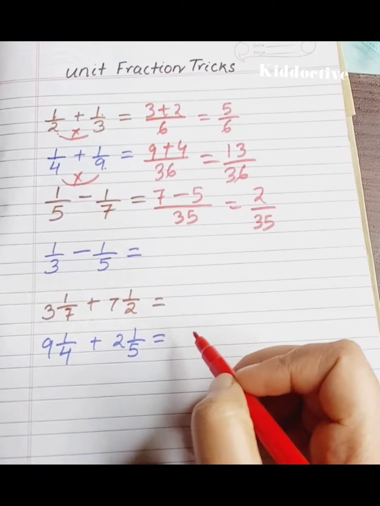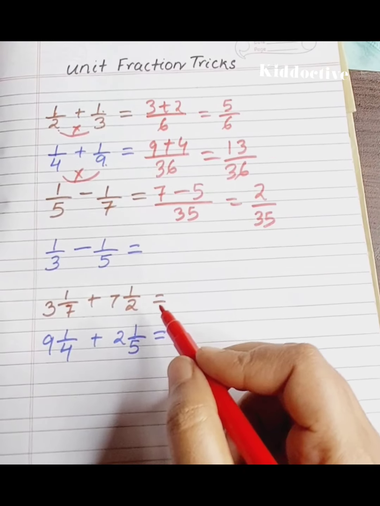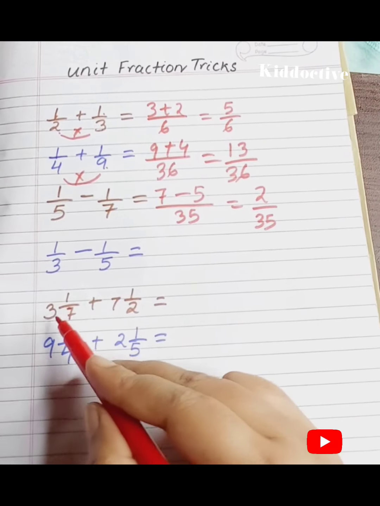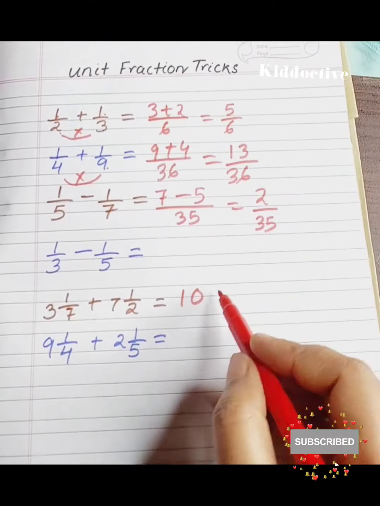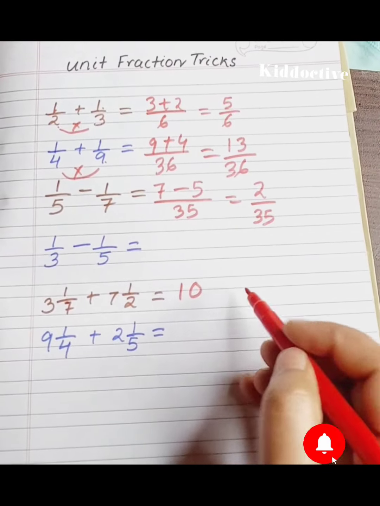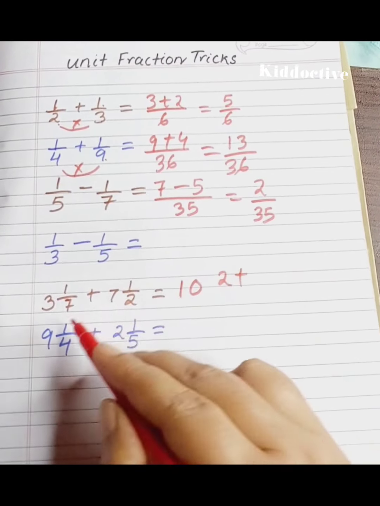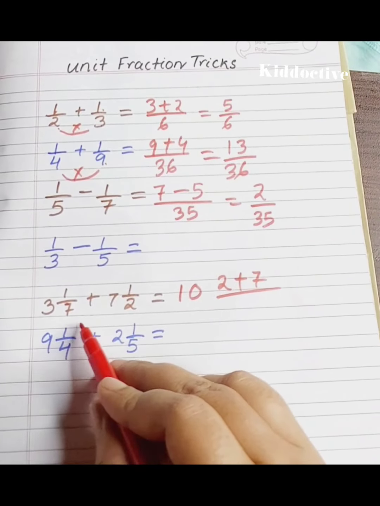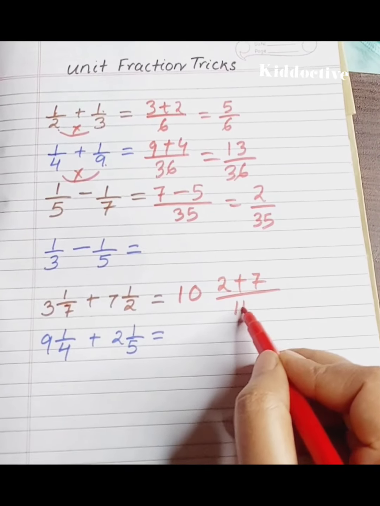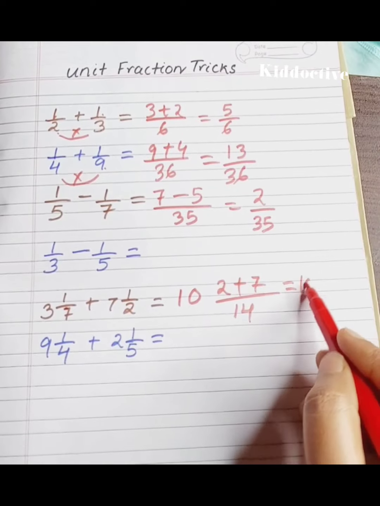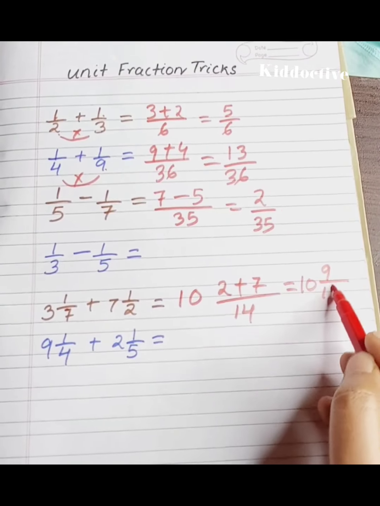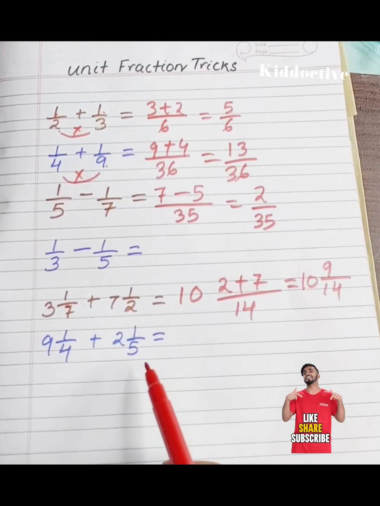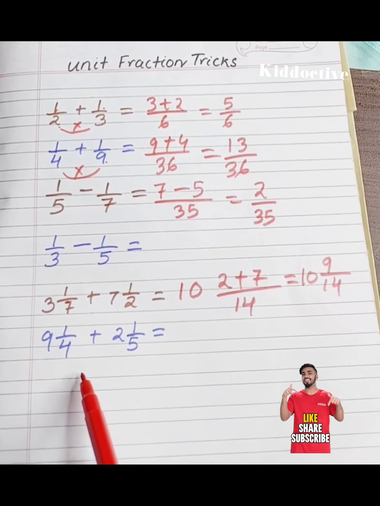So what are we going to do first? We are going to add the whole numbers first. 7 plus 3 is 10. Then 2 1s are 2 plus 7 1s are 7. This is the numerator part. And for the denominator, 7 2s are 14. So what is the answer? 9 upon 14. Okay. So I hope you understood and you can do this addition.